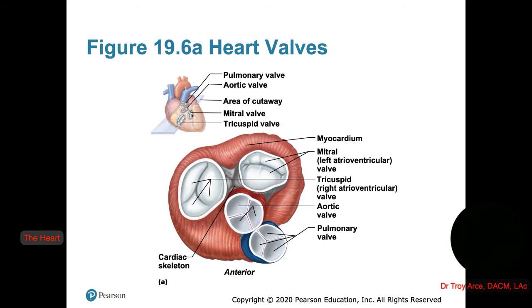Your tricuspid is on the right side of the heart. Your mitral is on the left side. And we'll get a better orientation for you. This is your anterior portion. So this tricuspid is your right atrioventricular valve, and your mitral is your left atrioventricular valve. Remember, the mitral goes on the left, and the tricuspid goes on the right. That's what you need to know about that. And we'll get into this aortic valve and pulmonary valve in a few.